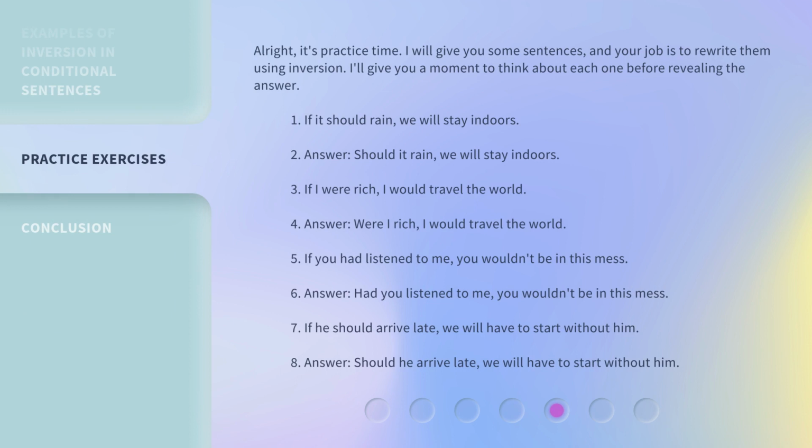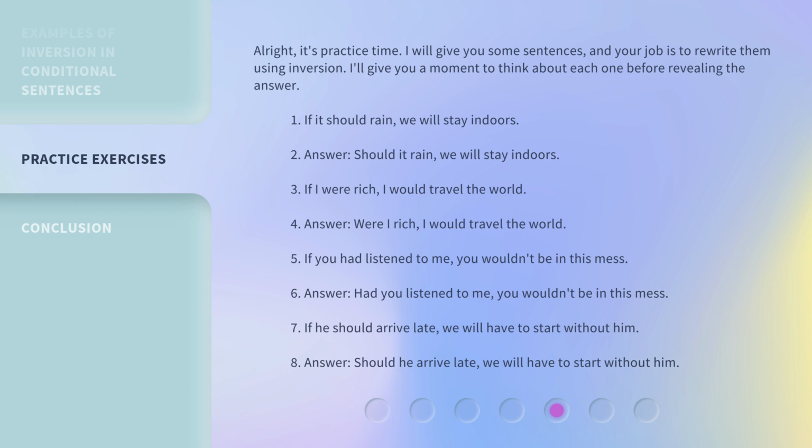Alright, it's practice time. I will give you some sentences, and your job is to rewrite them using inversion. I'll give you a moment to think about each one before revealing the answer. 1. If it should rain, we will stay indoors. 2. Answer: should it rain, we will stay indoors.